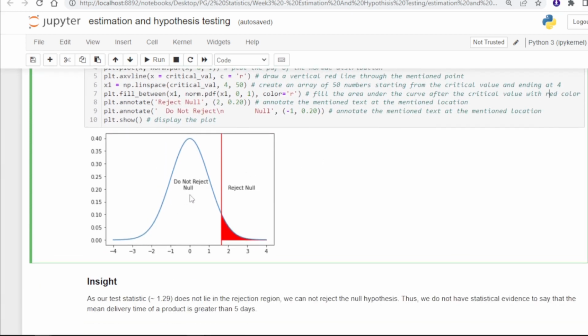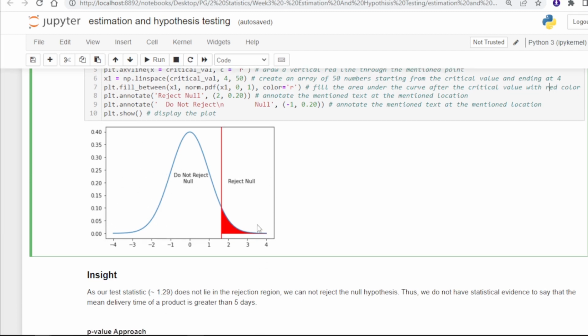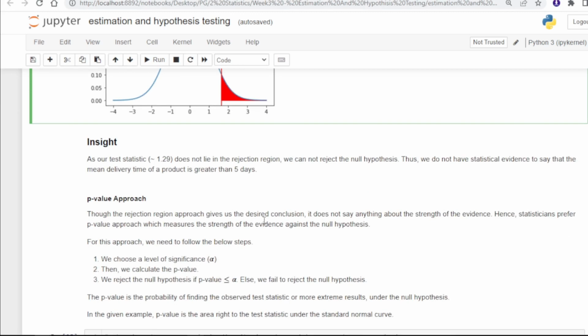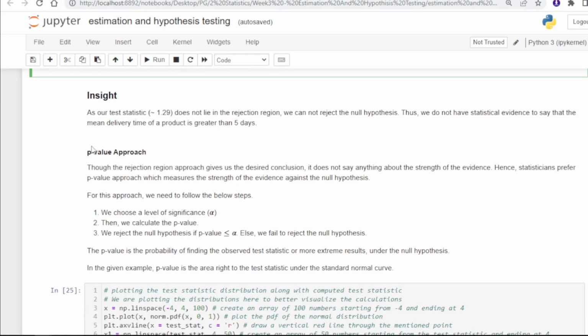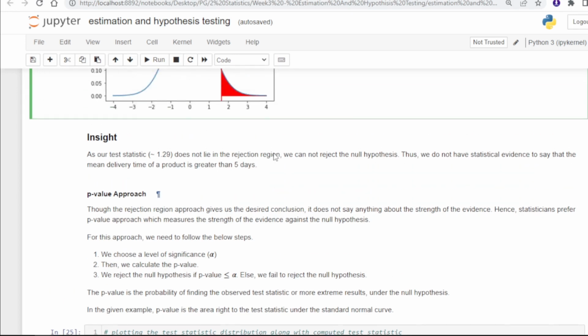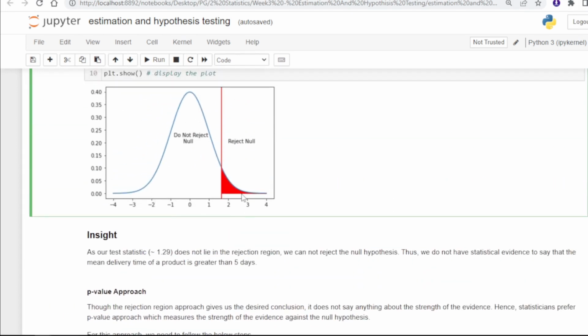Here we will not reject the null hypothesis. It is telling that we do not reject the null hypothesis. As an insight, our test statistic, nearly 1.29, does not lie in the rejection region. So we cannot reject the null hypothesis here. Thus we do not have statistical evidence to say that the mean delivery time of a product is greater than 5 days. You can see that this is the point that is telling that.